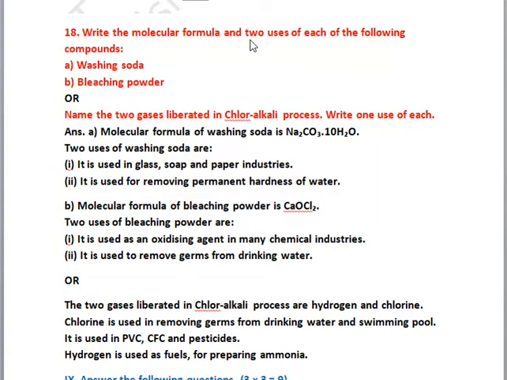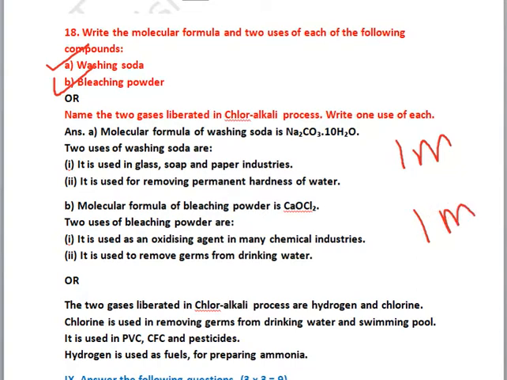Now, write the molecular formula and 2 uses of each of the following compounds. First one is our washing soda and next is bleaching powder. So first of all, we should write the formula of washing soda, and after that we have to write 2 uses of washing soda, and for that you will get 1 mark. And if you write the formula of bleaching powder and its 2 uses, you will get 1 mark. So altogether you will get 2 marks.